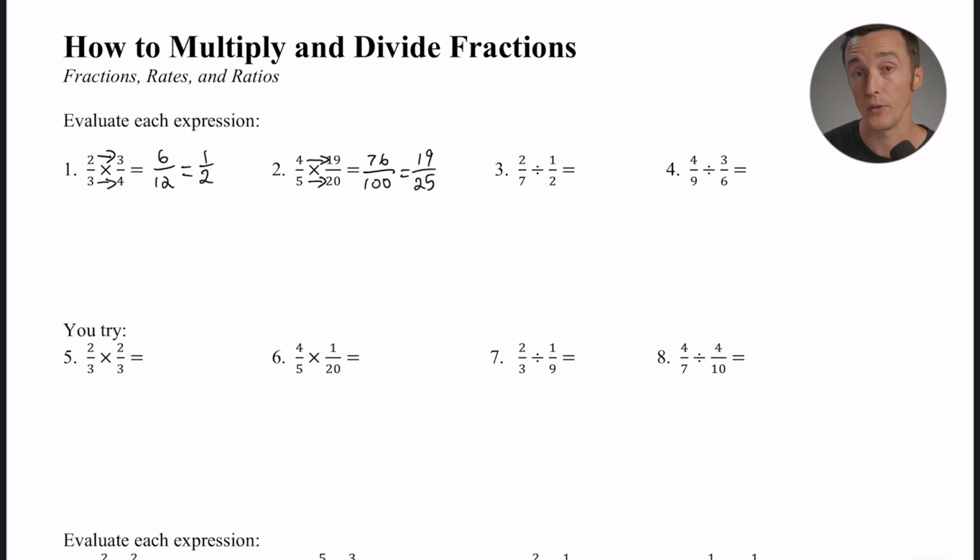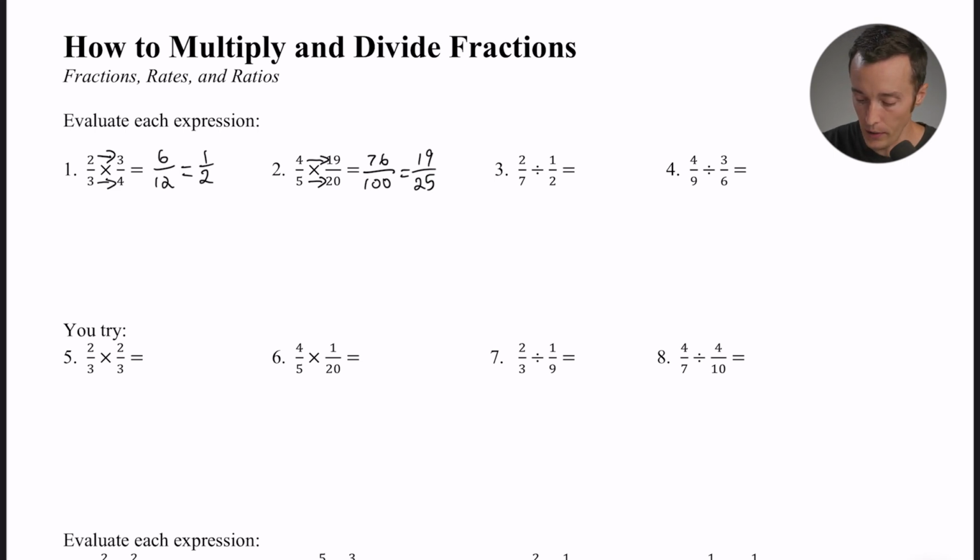So that's how you multiply two fractions together. But what about division? Well, the rule for this says that, like for example, on number 3, where it says 2/7 divided by 1/2. The rule is to take the second fraction, which is 1/2, and flip it, and then use multiplication. So let me show you what I mean.